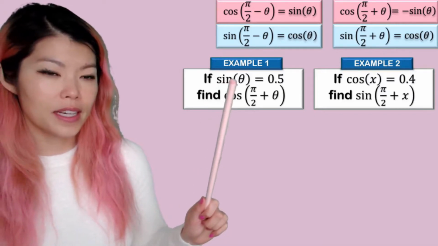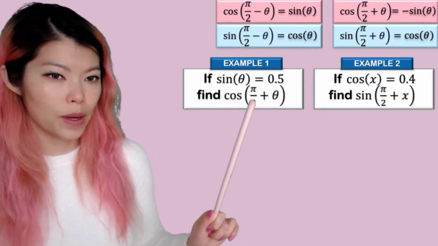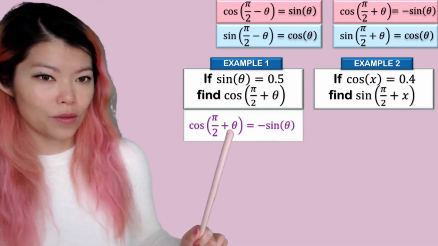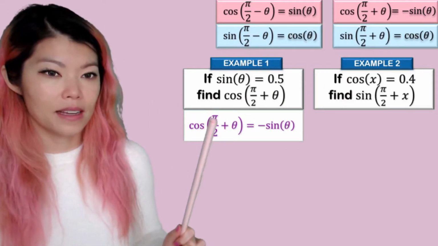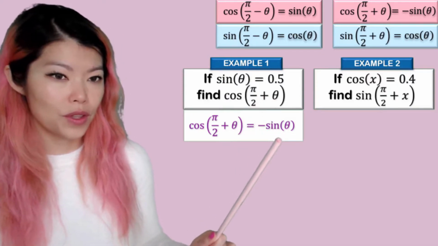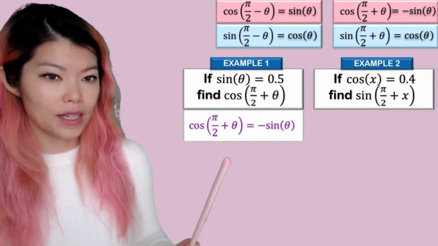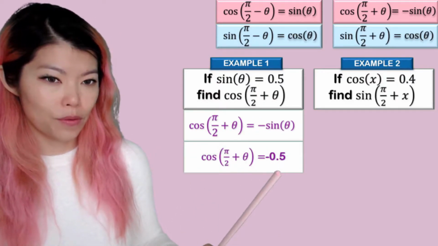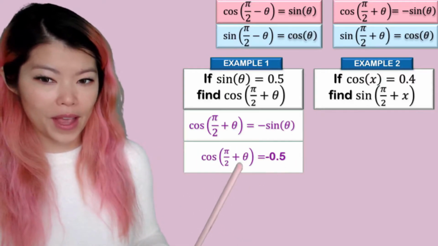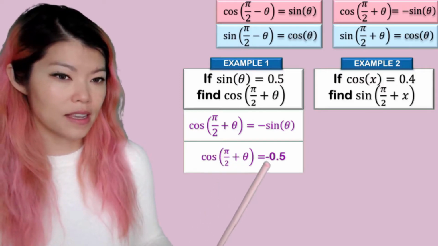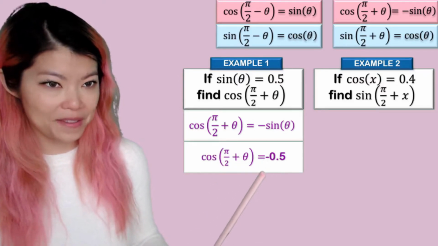If sine theta equals 0.5, what is cos(pi/2 + theta)? Well, we know from these 4 formulas that we have memorized that cos(pi/2 + theta) is equal to the negative of the sine. So whatever that sine is, which is 0.5, then that will be the negative of that. So therefore, we have cos(pi/2 + theta) is simply negative 0.5.